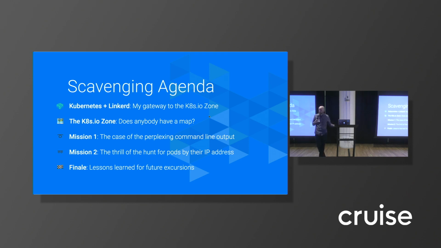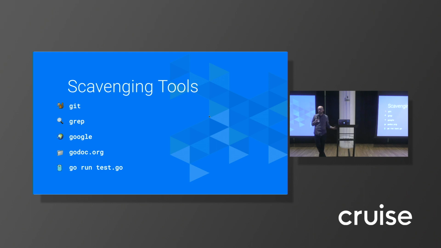So any scavenger needs some really good tools. These are the tools that I use when scavenging. First, I'll check out the code. I will grep for it intensely, for things that I'm looking for. When that doesn't work, I'll turn to Google and search furiously and end up on GitHub sometimes. Oftentimes, I'm taken to the Go doc and try to figure out how things work. And then the last one, go run test go.